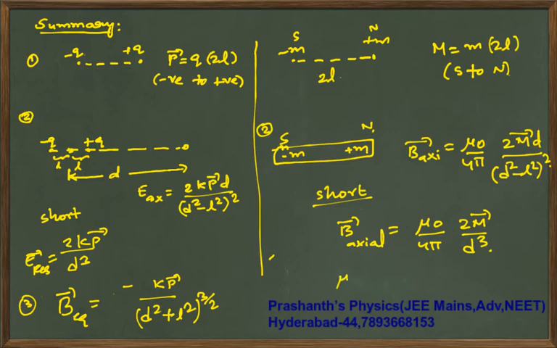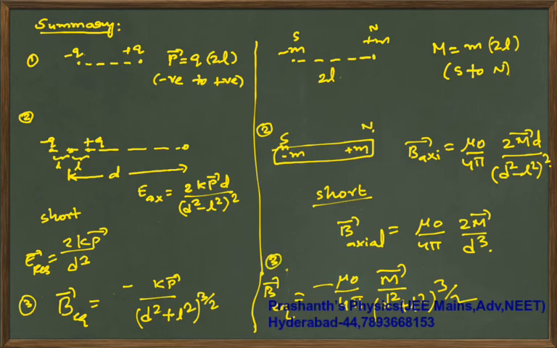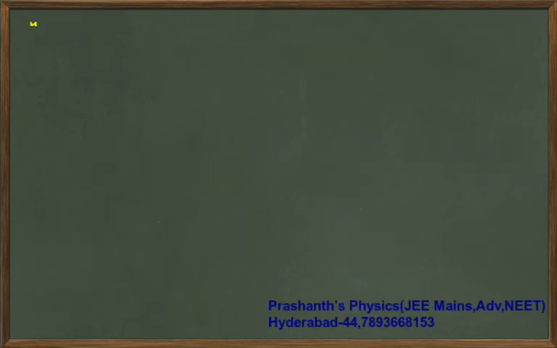So exactly similar thing, you are going to get it as mu naught by 4 pi into m bar by, on the equatorial line, m bar by (d square plus L square) whole power 3 by 2. The direction is opposite, negative. It is opposite to the magnetic moment.